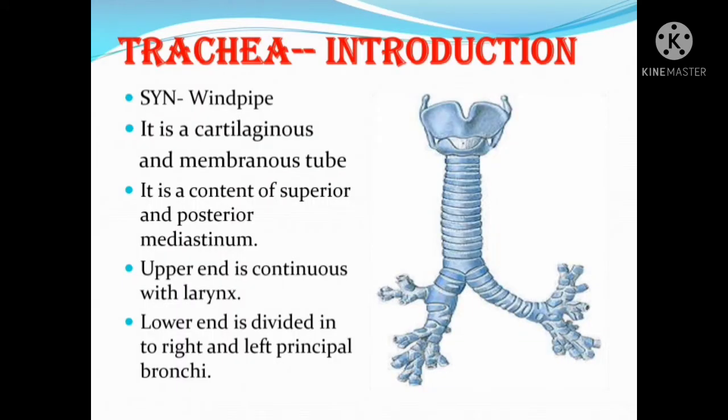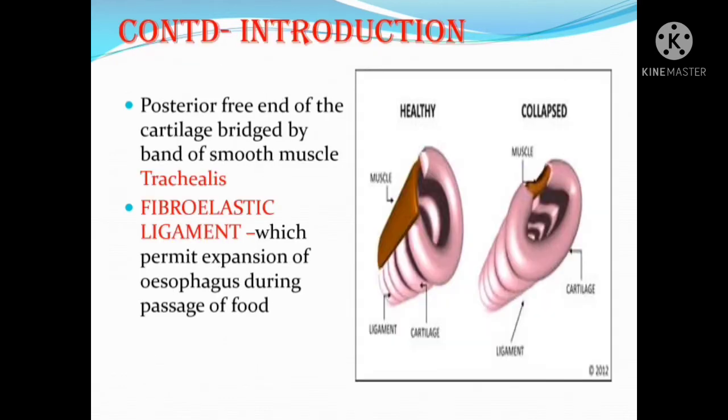Trachea, otherwise called the windpipe, is a cartilaginous and membranous tube. It is a content of the superior and posterior mediastinum. The upper end is continuous with the larynx. The lower end is divided into right and left principal bronchus. The posterior free end of the cartilage, bridged by a band of smooth muscle called trachealis, is a fibroelastic ligament which permits the expansion of the esophagus during the passage of food.